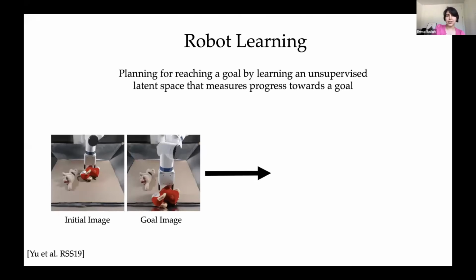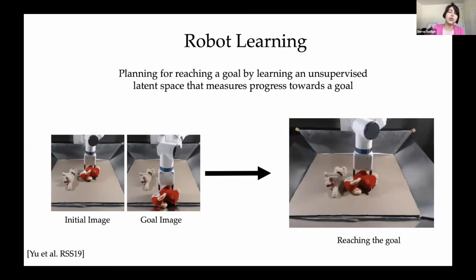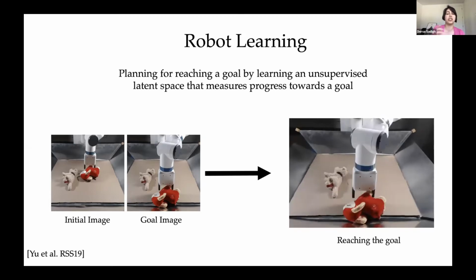So why do I think this is an important problem for just robotics in general? Let me just motivate this a little bit more. This is a project that we submitted to RSS last year. This was a joint project with Chelsea's group. What we were trying to do was a robot learning project where we have an initial image and we have a goal image. And all we want is to get the robot to push this object towards the goal. The way we were doing it was interesting: by learning an unsupervised latent space that actually measures progress towards this goal. So we wanted to really figure out that latent space.